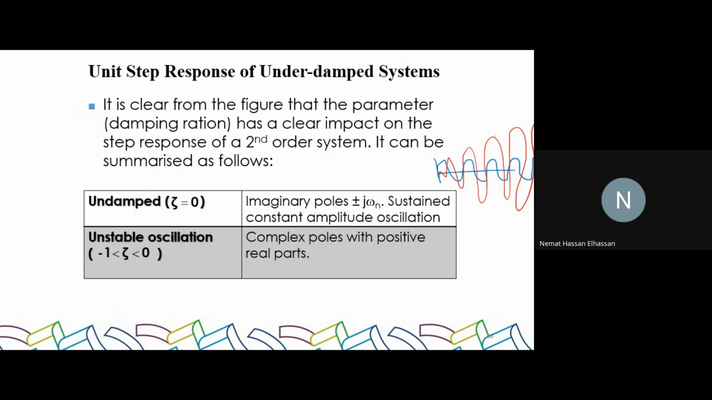So this is how zeta is considered a performance metric, because it tells you how the system will reach its steady state. Is it going to immediately reach it? Is it going to gradually reach it? Is it going to fluctuate a little bit and then reach it, and so on?